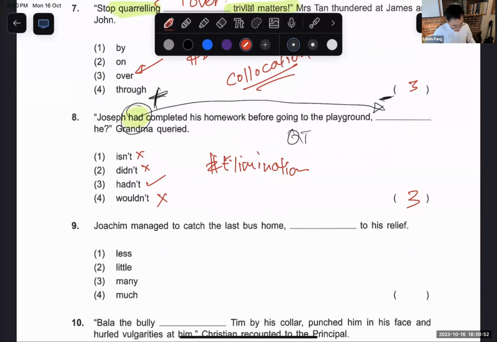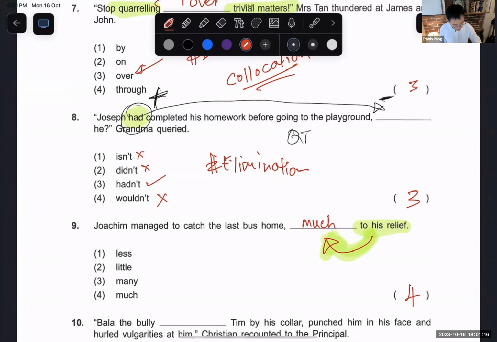Joachim managed to catch the bus home. Okay. Relief. Oh, I'm sorry. Relief. Okay. Can someone just tell me the answer to this, please? This is so easy. Okay, Kanish, go. I'm sorry, wait, stop, Kanish. Duncan, go. Give you a chance. Much. Much relief. Okay, why? Because again, collocation. Collocation, you either know it or you don't. There's no rule that governs this. Okay? Again, read. Boys and girls, read.